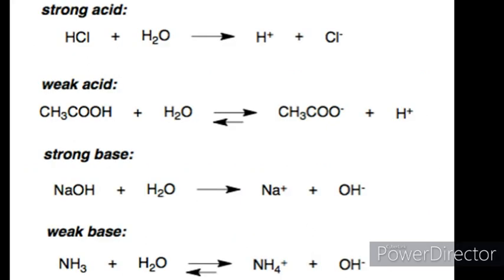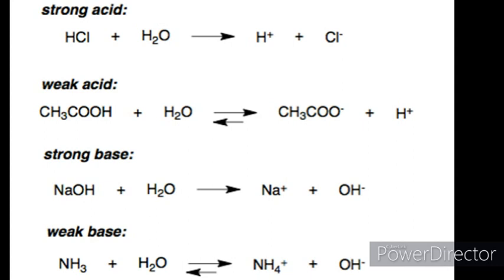Here we have certain examples of acids and bases. So here the first example is hydrochloric acid, which reacts with water to dissociate into H+ and Cl- ions. Another example is acetic acid, that is CH3COOH. When dissolved in water, it produces CH3COO- and again H+ ions.